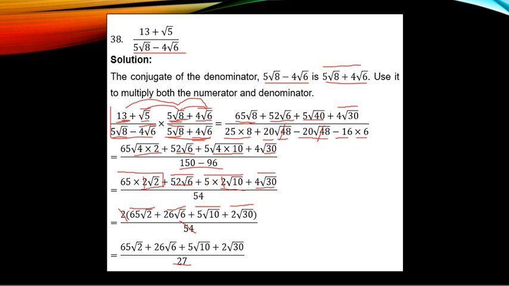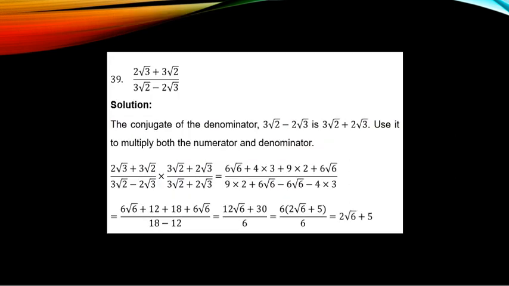And that means you cannot add. So this is the simplest form that your answer can be, and you stop there. Are you following? Okay.